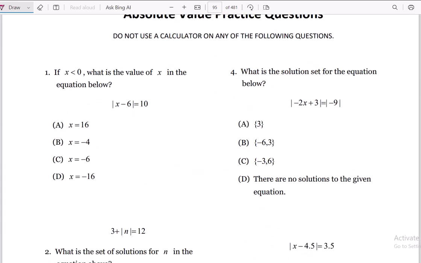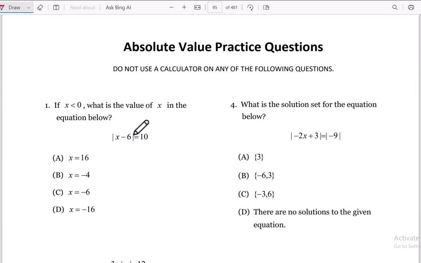Okay, so let's do this together. For question number 1, it says if x is less than 0, what is the value of x in the equation? So maybe don't pay attention to this first. Let's get to solve this equation. Now, you have an absolute value function. What do you do? Set it into two solutions. The first one becomes x minus 6 is equal to 10, or x minus 6 equals minus 10. So from here you have x is equal to, collecting like terms, adding 6 to both sides, 10 plus 6.